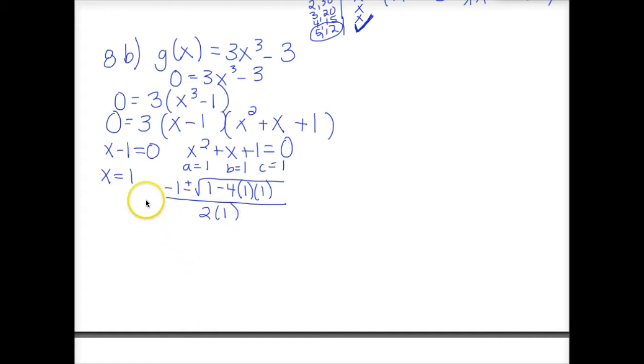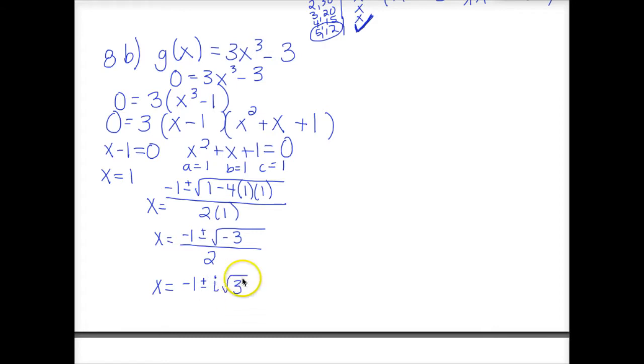So now I need to simplify it. So I've got negative 1 plus or minus. Within my square root, I've got 1 minus, this is multiplication, so I do that first, which gives me 4. 1 minus 4 is negative 3. On my denominator, 2 times 1 is 2. So now I just need to simplify within my radical. Because there's a negative, that means I should get an i. So plus or minus i, radical 3.